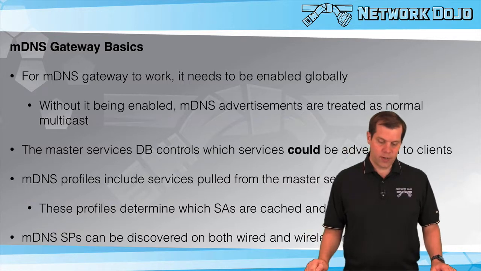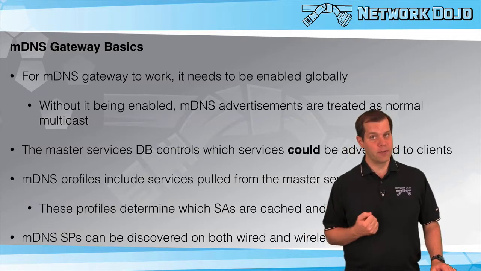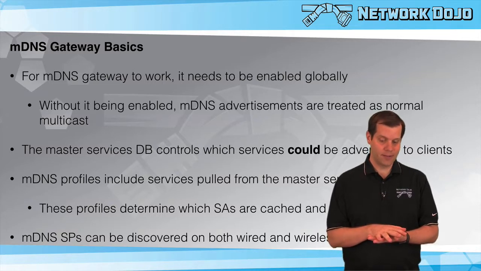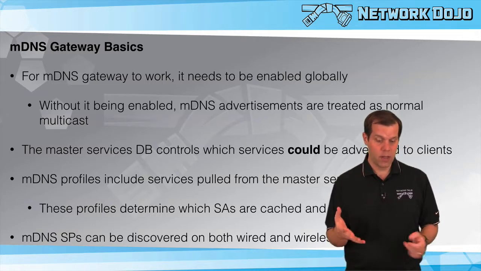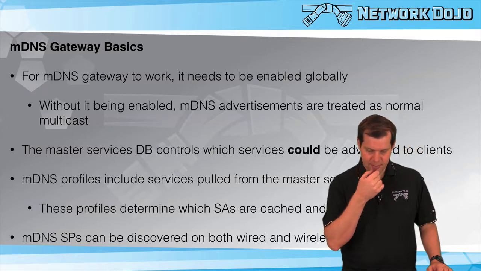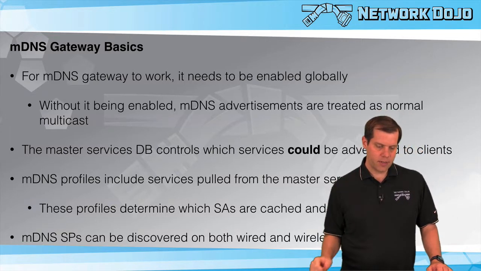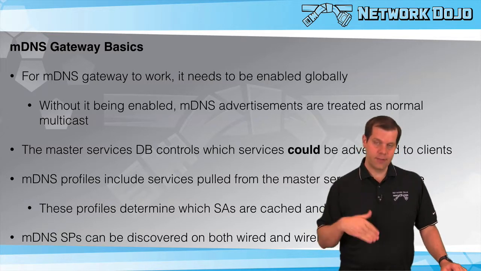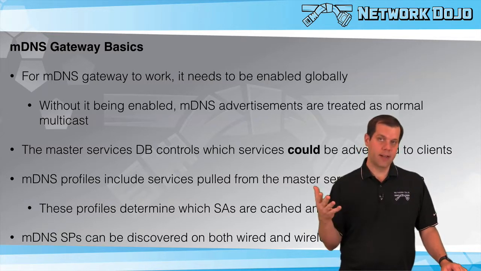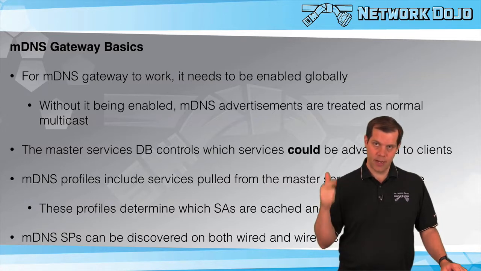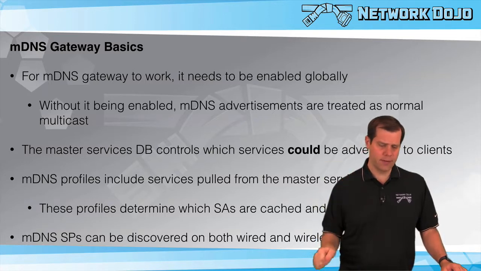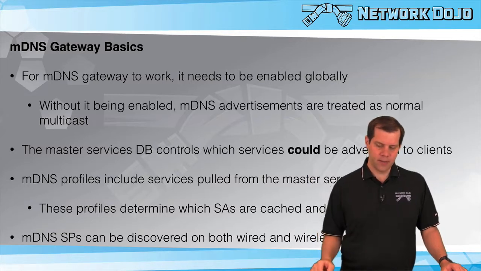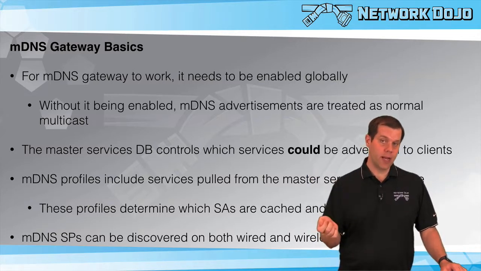So what determines whether the clients can learn about a service or not? Well, it always starts that it has to be in the master services database, because we can't advertise something we don't know. But if it's in the master services database, that's where another entity comes into play called the mDNS profiles. So mDNS profiles just have a list of services that could be offered, AirPrint, AirPlay, iTunes music sharing, whatever it is. And so it could have one, could have many. Those profiles ultimately get assigned to a client.